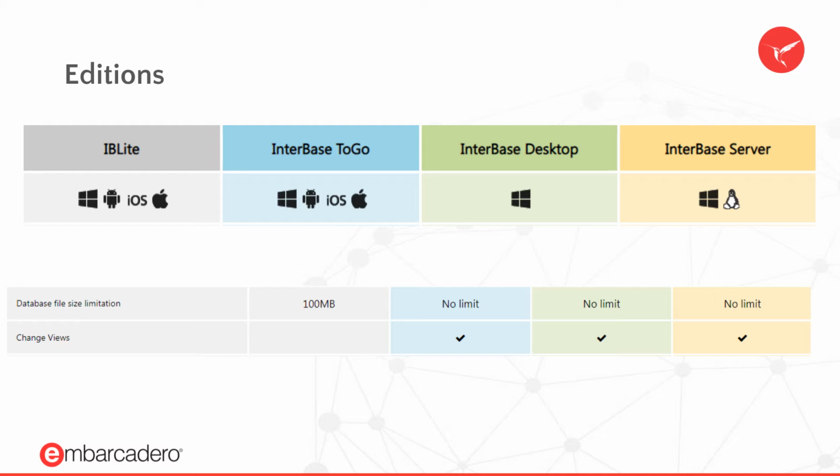With InterBase To Go, you can have standalone encrypted data storage and remove the need to install client drivers. IB Lite is similar to To Go, as both contain the same libraries for the embeddable database engine, but has a few restrictions such as a database file size limit, no encryption capabilities, and also no change views.